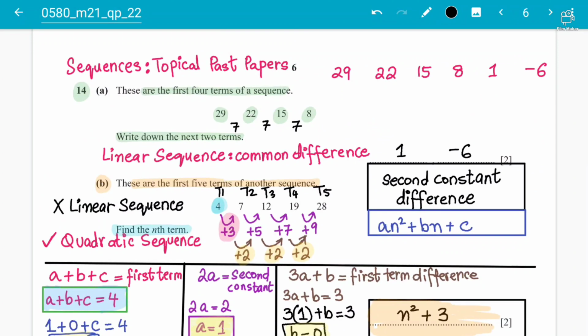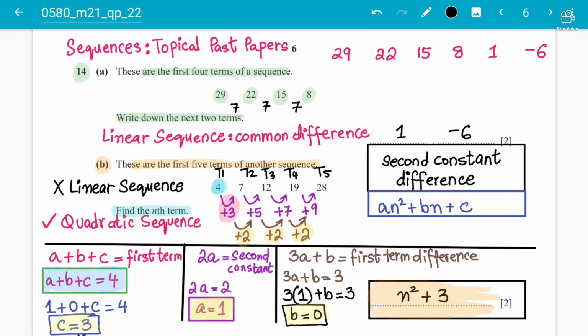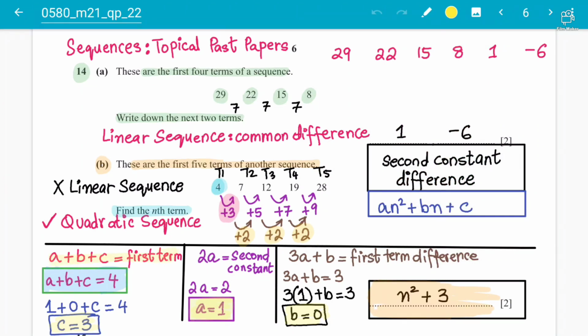So in this part up till now, you should be able to solve the linear sequence and the quadratic sequence. A lot of questions are usually tested on linear and quadratic sequences, students. Make sure, students, that you remember these formulas for how to find the terms in a quadratic sequence. a plus b plus c is equal to the first term. 2a is equal to the second constant difference, or the second difference, and 3a plus b is equal to the first term difference. You will have to memorize these formulas, better to remember them, so you can get the question correct easily. Okay, so 3a plus b is the first term difference, that is plus 3 in our case.